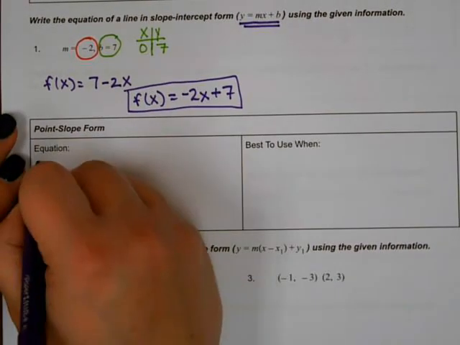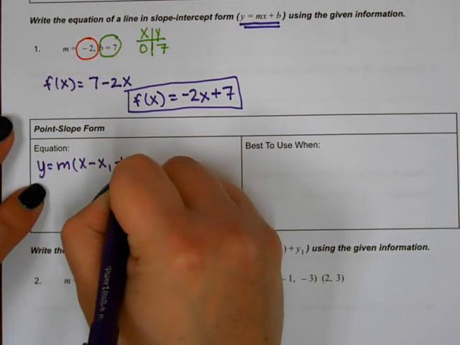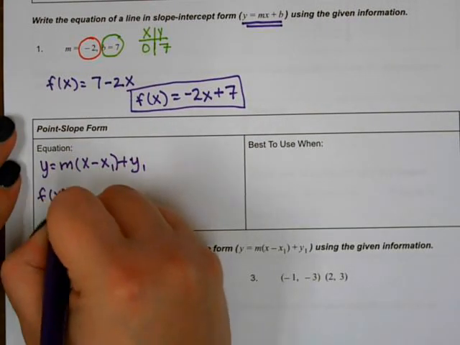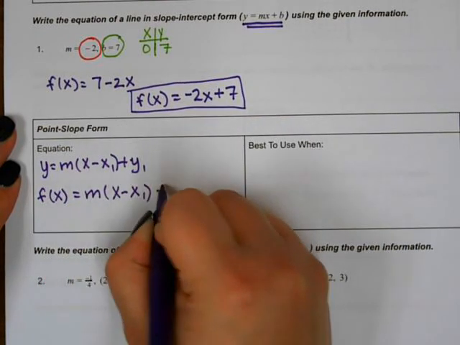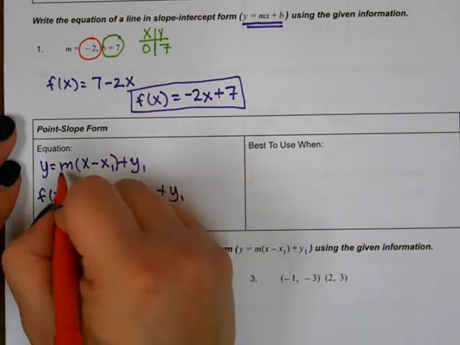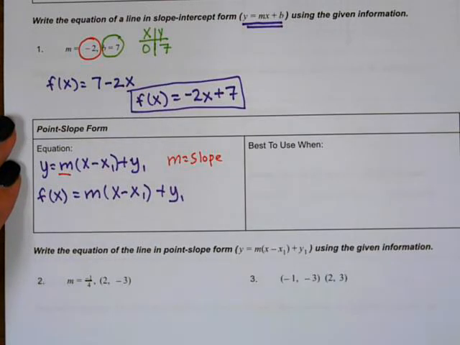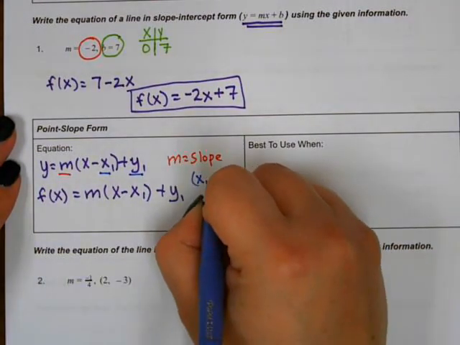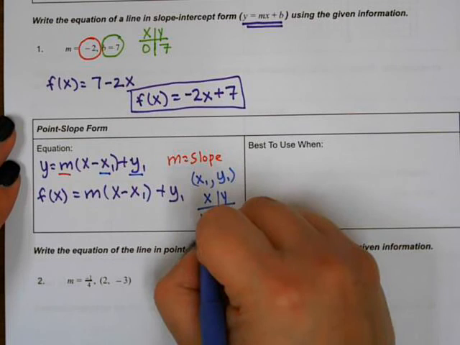Point slope form is y equals m times x minus x1 plus y1. Now again, I'm going to write it in function notation. So f of x is m times x minus x1 plus y1. And again, we've got m is our slope, so that rate of change or the pattern. And now, instead of having a y-intercept or a table that starts at 0, we're given this point x1, y1. Which means when we make a table, they gave us the first values, x1 and y1.